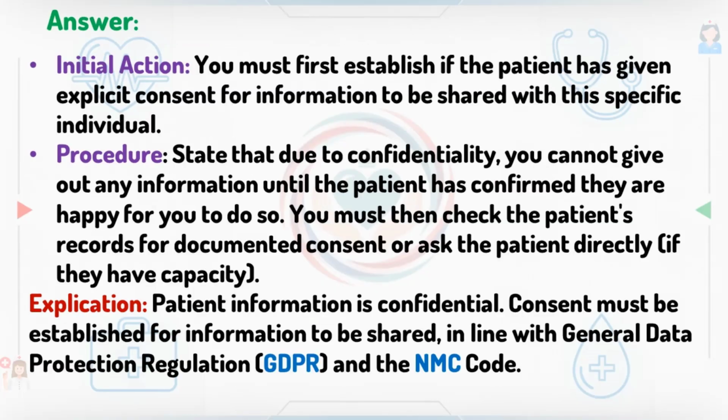Initial action. You must first establish if the patient has given explicit consent for information to be shared with this specific individual. Procedure. State that due to confidentiality, you cannot give out any information until the patient has confirmed they are happy for you to do so. You must then check the patient's records for documented consent or ask the patient directly if they have capacity.